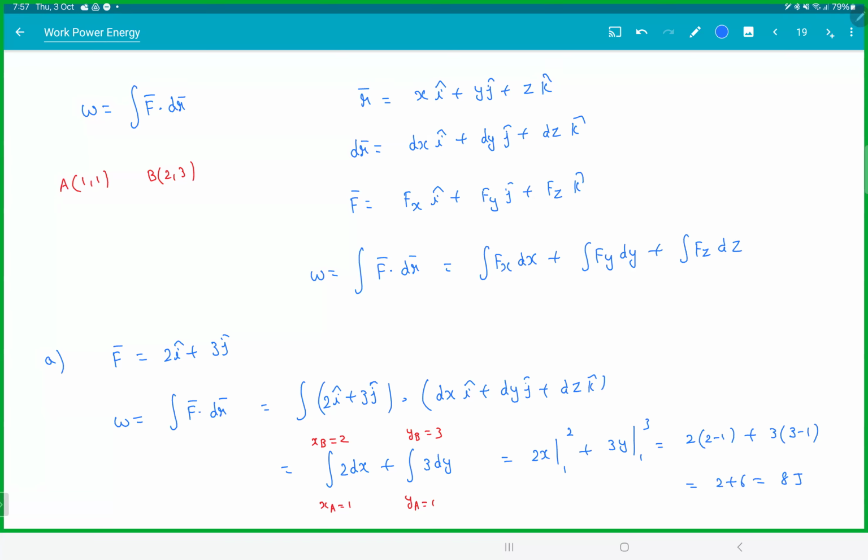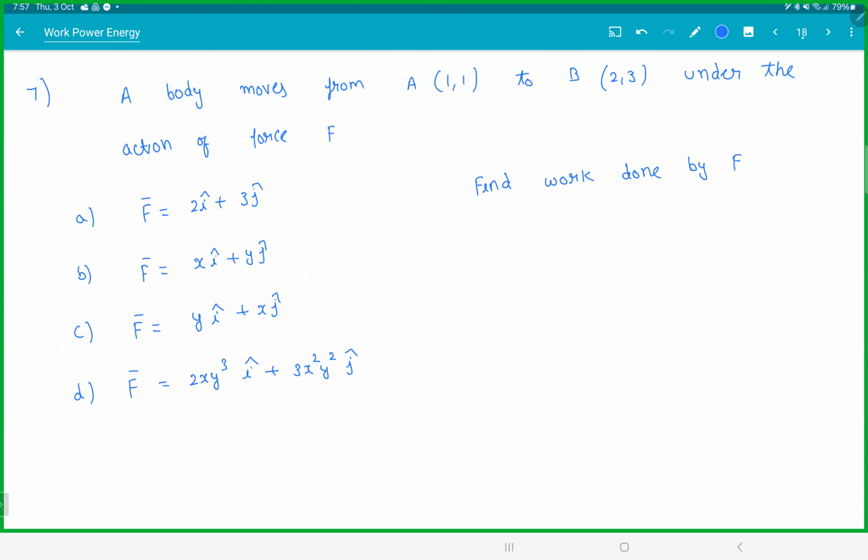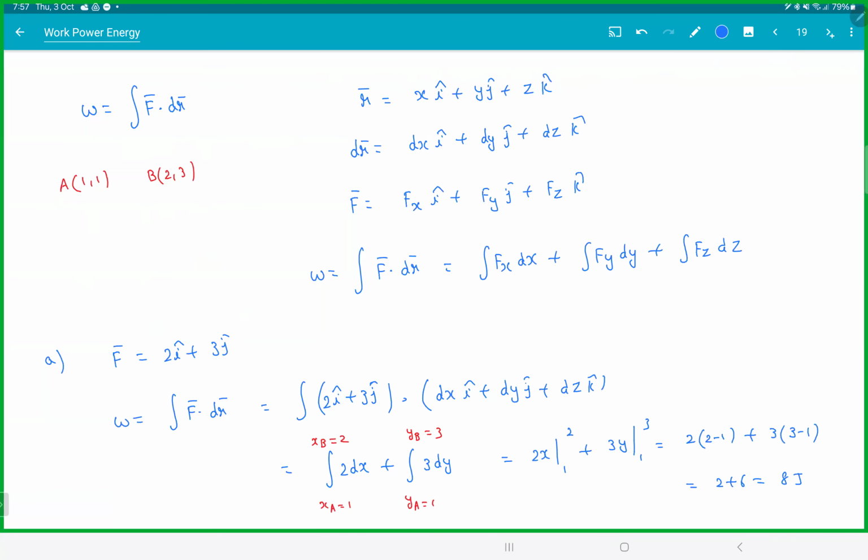This is a very general process. You can use the same logic for B, C, D now. Please have a look at the first part. In this case, since F is constant, you can directly say F bar dot S bar. That also would have given you the same answer.